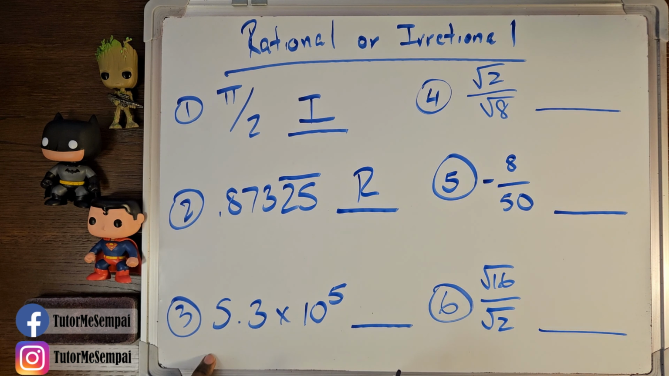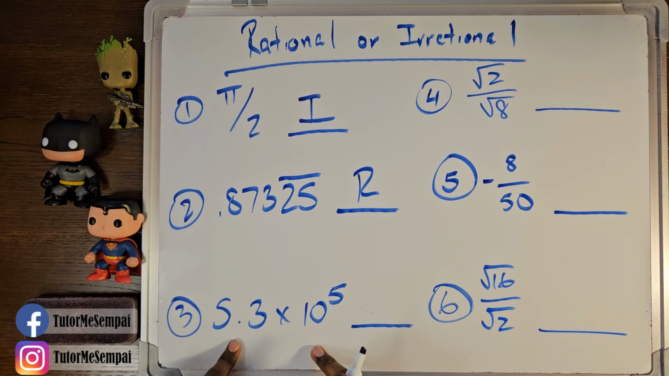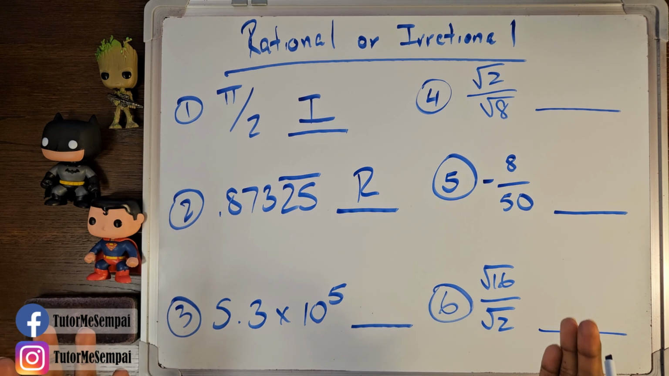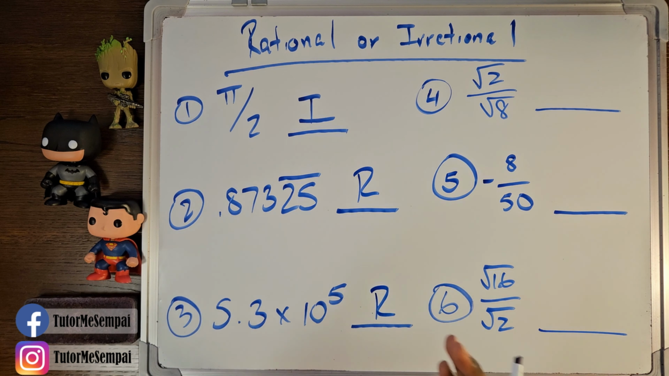Let's move on to our third example. Here we have something in scientific notation. This is simply going to be a whole number when you expand it out. That is going to be an integer. That's going to be a rational number. All of our integers are rational numbers.